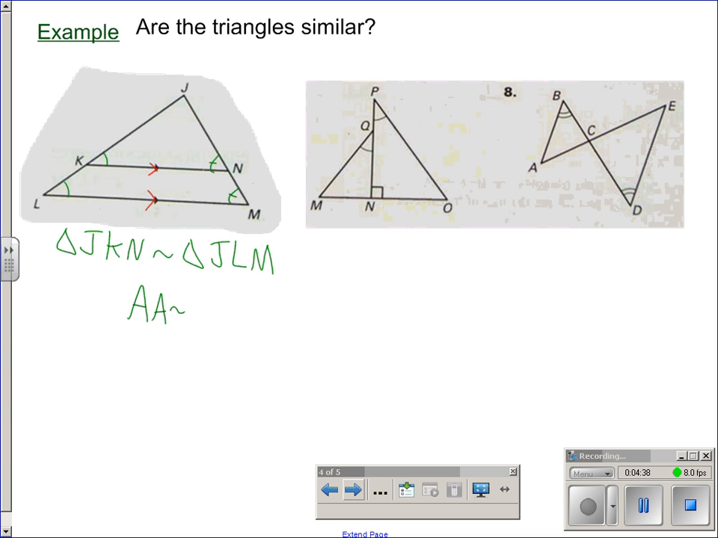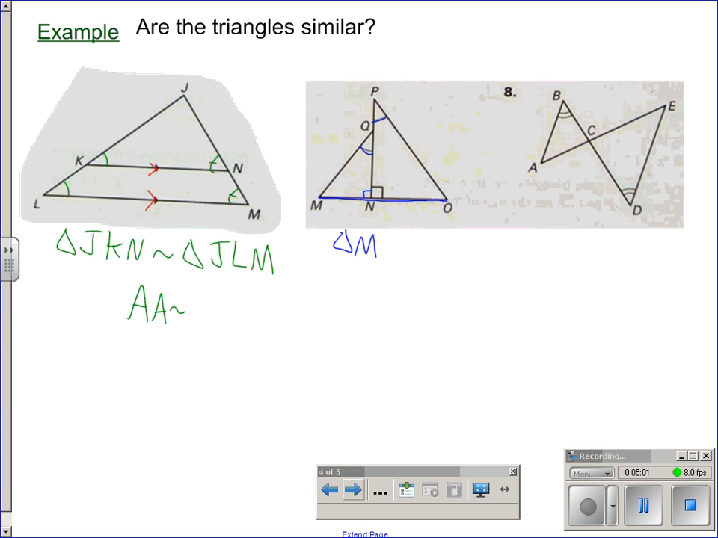All right, looking at the middle example. We have this segment, MO. Because of that right angle there, we have another right angle. So there's one pair of angles congruent. This information says we've got two pairs of angles congruent. And so now, angle-angle, these two triangles are similar to each other.